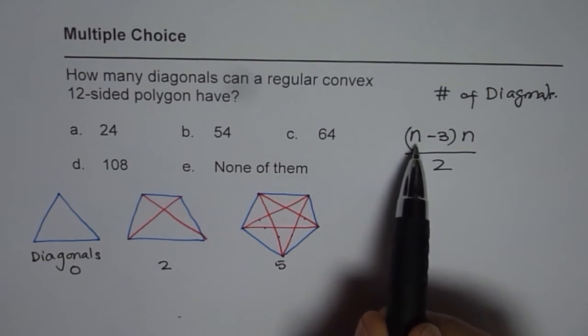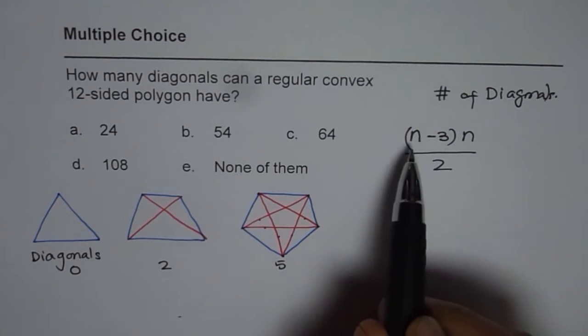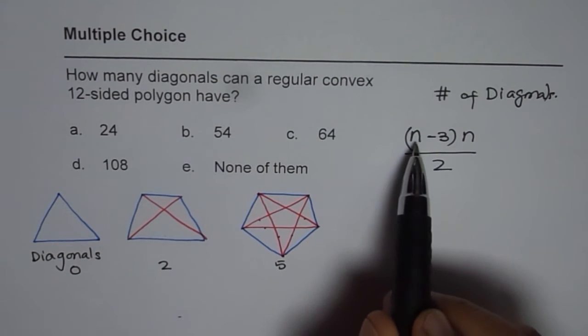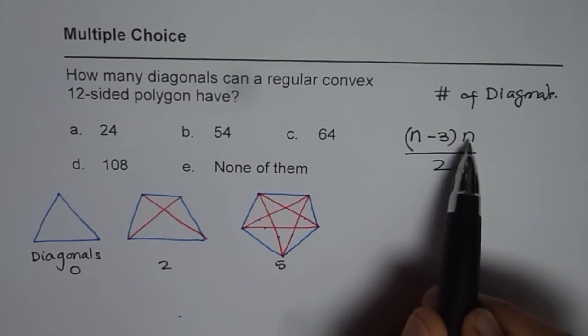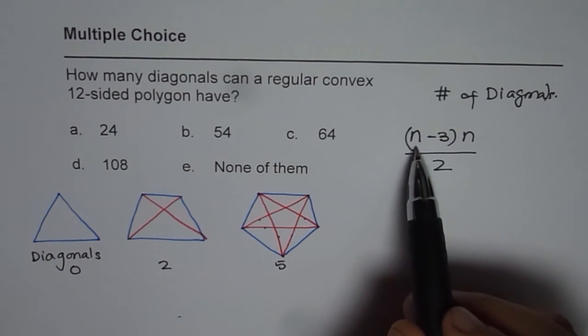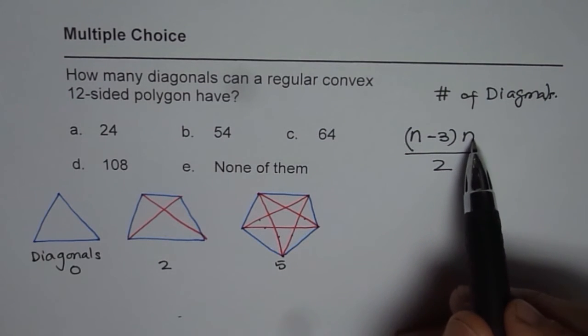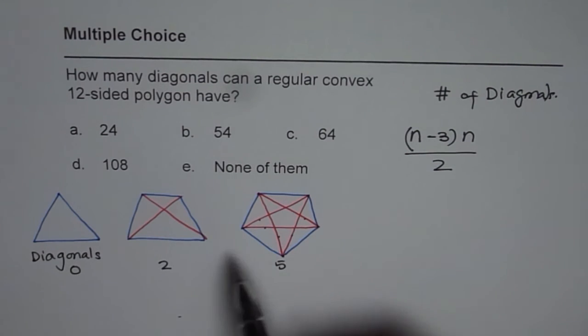So if n is 3, we get 3 minus 3 as 0, so 0 diagonals. If n is 4, then we get 4 minus 3 as 1. 1 times 4 is 4. 4 divided by 2 is 2. If n is 5, then 5 minus 3 is 2. 2 times 5 is 10, divided by 2 is 5. So it works for at least these figures which I have drawn.